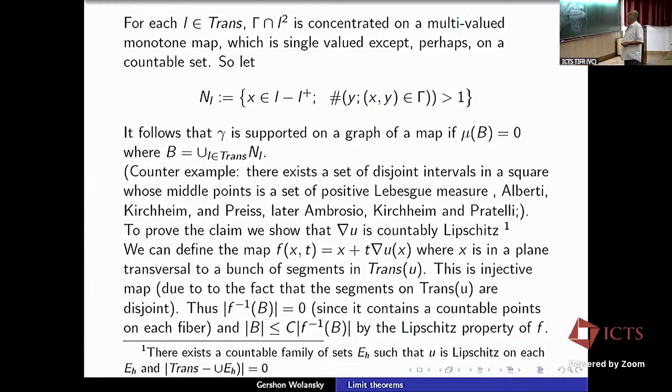So what we have to prove is that really this is a set of Lebesgue measure 0, and here is the trick. I will finish, I guess, tomorrow. I will complete this proof next time, hopefully. Thank you.